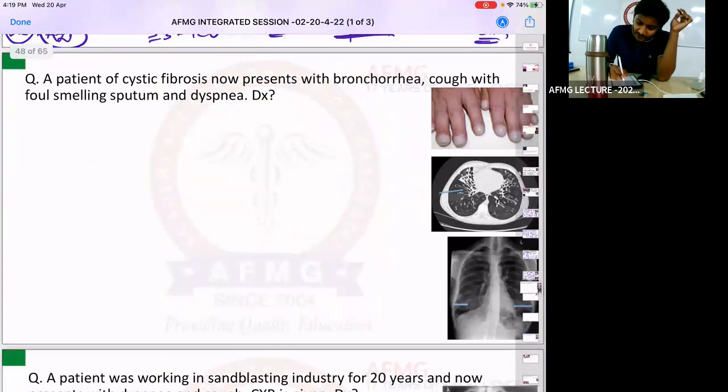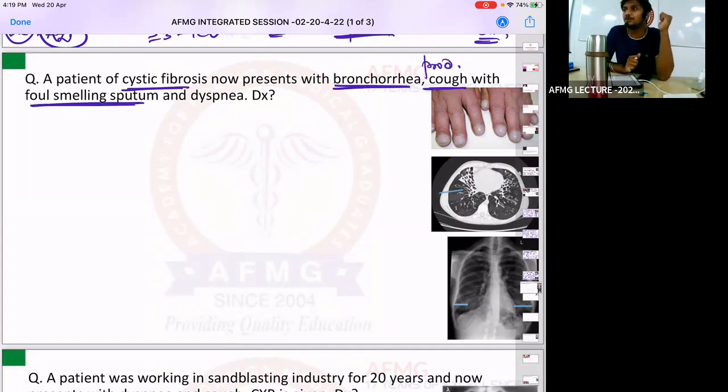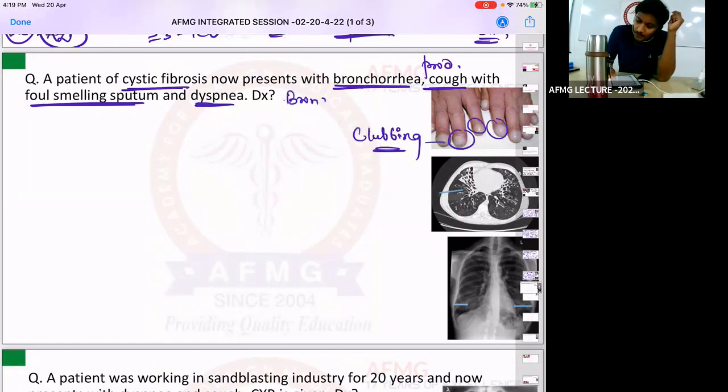A patient of cystic fibrosis now presents with bronchorrhea. Bronchorrhea is also seen in chronic bronchitis, but here, along with bronchorrhea, the patient will also have a productive cough along with foul-smelling sputum or halitosis. And there is dyspnea. Clubbing is also seen. What is the diagnosis? Diagnosis is bronchiectasis.